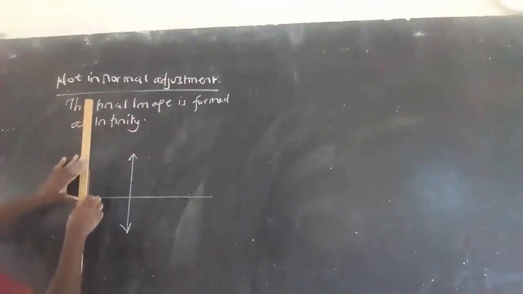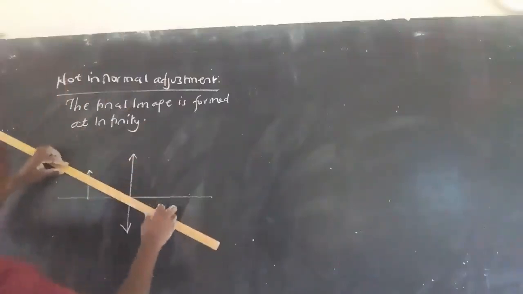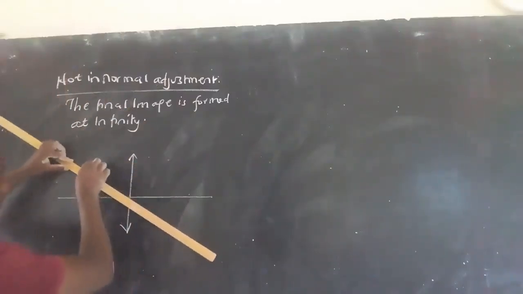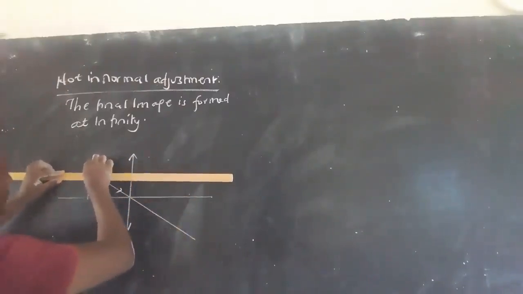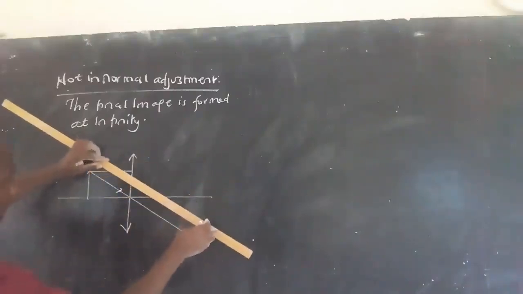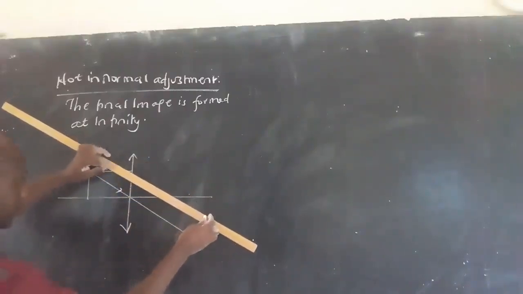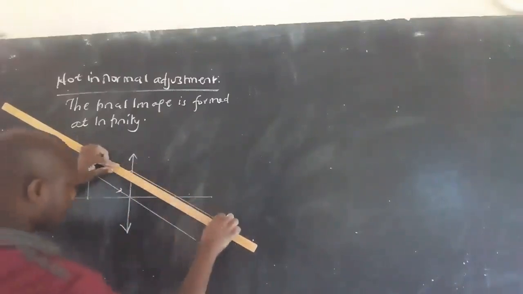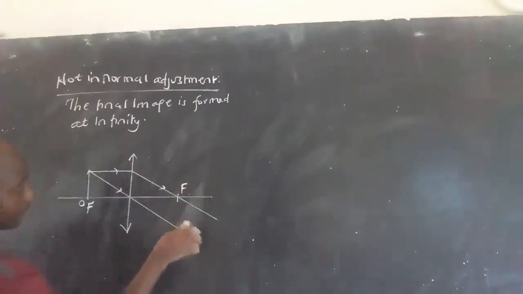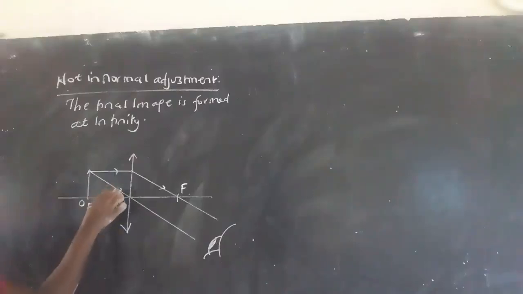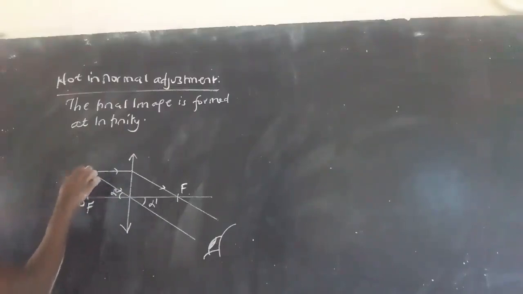Let's put this on here. Draw this one like that. We also draw this one. It should be parallel to this one. Are they parallel? Yes. So this is object O, which is placed at F1. This is also at F1. The image is at infinity. Then this is alpha prime. This is also alpha prime. This is the height of object H.